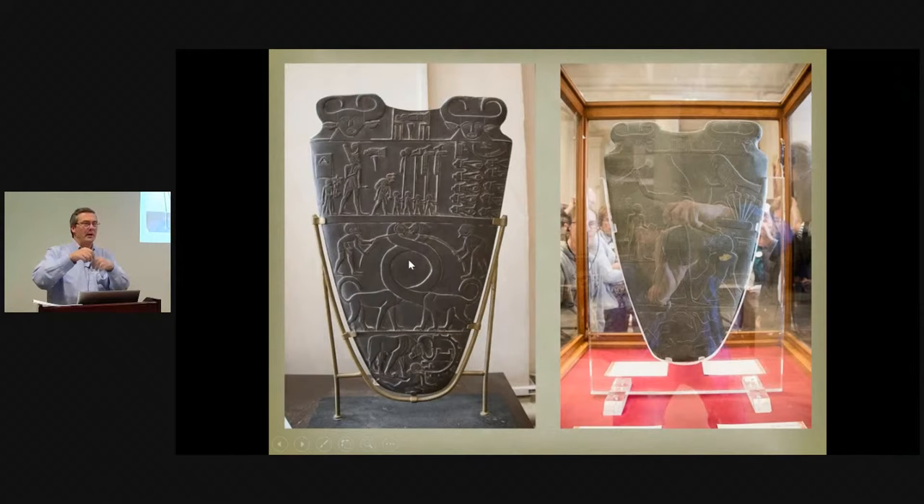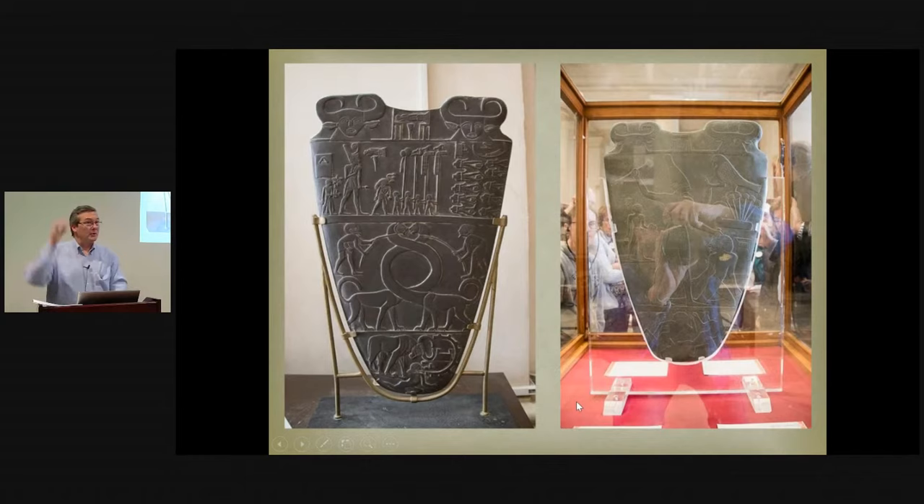But the thing that's really fascinating about this particular palette, it might not have been used for makeup at all, because what it's doing is it's telling a story. And it may be the oldest historical document that exists. This is called the Narmer palette. Okay, and we'll be able to see this at the Egyptian Museum.